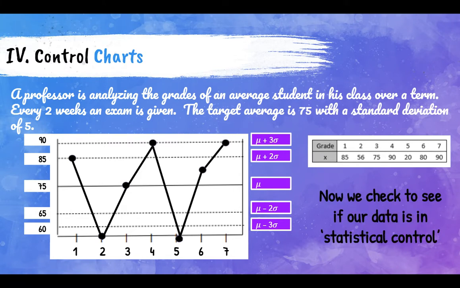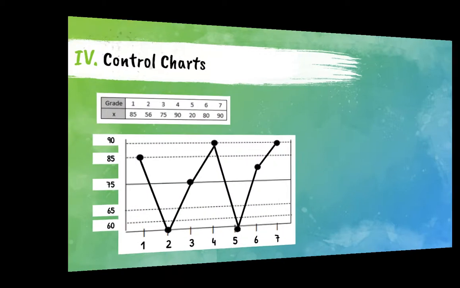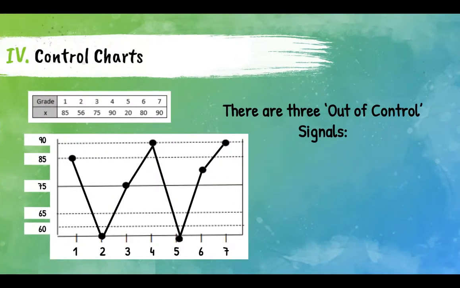And now we can check to see if our data is in statistical control. There are 3 out-of-control signals. The first one, out-of-control signal 1, is when you have 1 or more points outside of 3 standard deviations. So that would be 1 or more points above 90 or below 60.